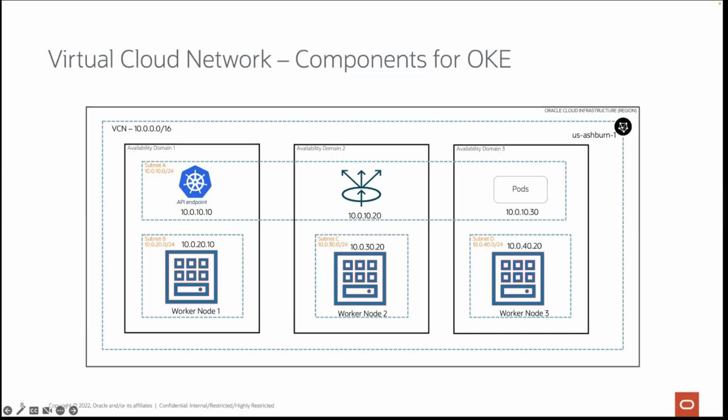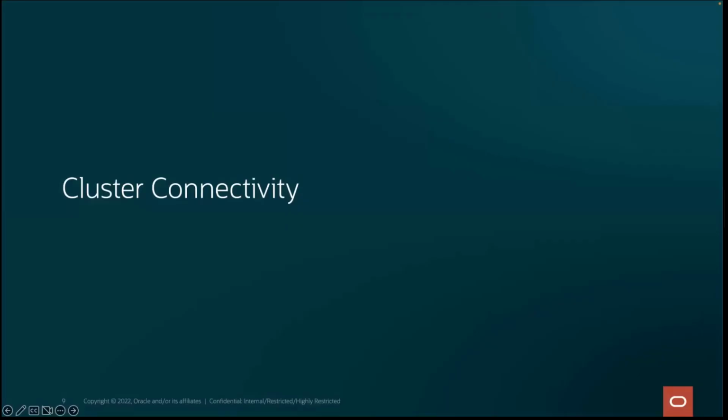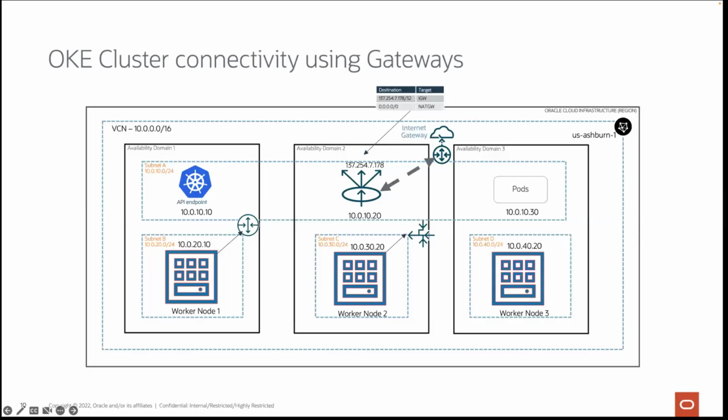And all these Kubernetes resources that I spoke about are allocated a private IP address from their respective subnet ranges. Now, this VCN that you see is completely isolated. But what if we want to connect to, let's say, the internet? And for that, we need to do a few things. So with that, let's focus on cluster connectivity.